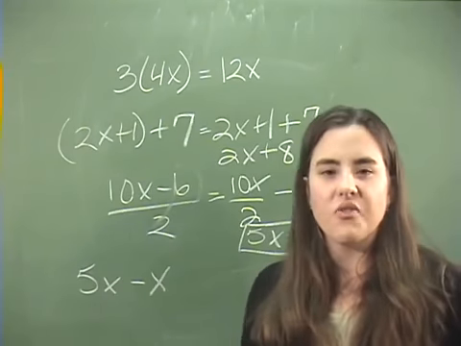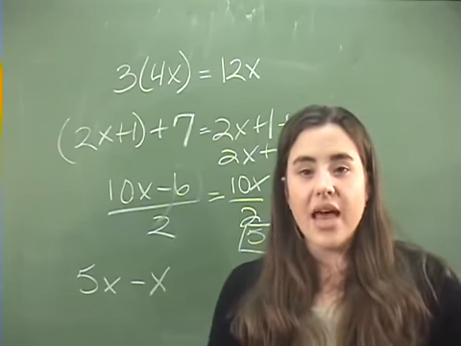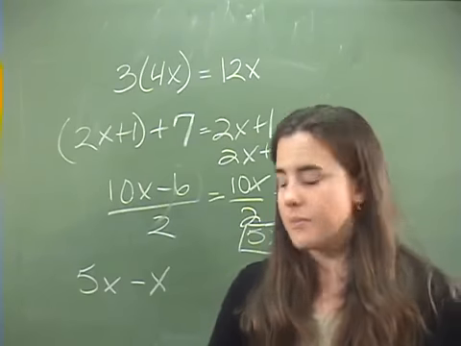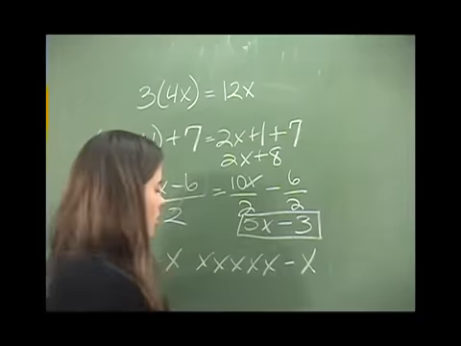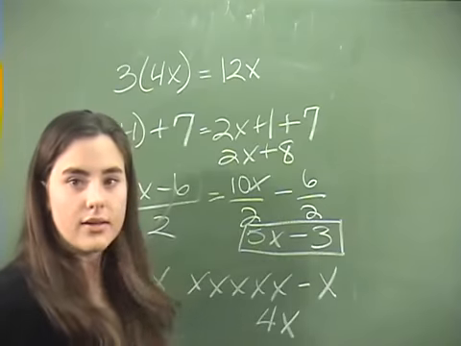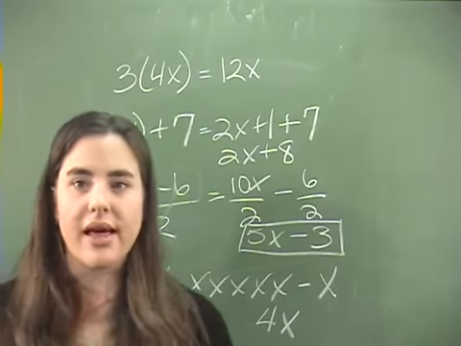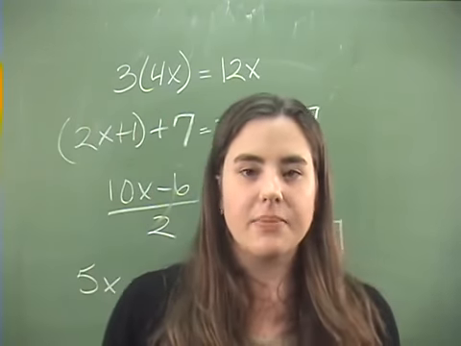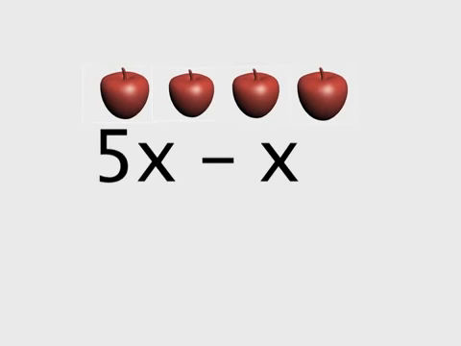The last one, 5x minus x, you have to think about it in terms of what does 5x actually mean. Well, it means you have an x that you multiplied 5 times. So you have x, x, x, x, x, minus that 1x. So you have 5 of them, and you take away 1, that means you have 4 x's left. This one is the same thing as doing like 5 apples minus 1 apple, except instead of having apples, you have an x. 5 apples minus 1 apple is 4 apples. 5x minus x is 4x.